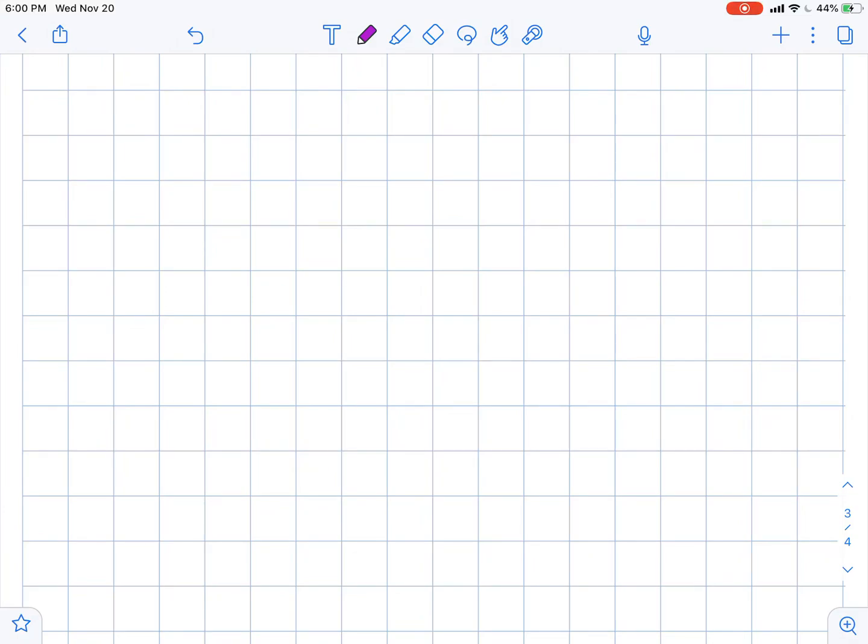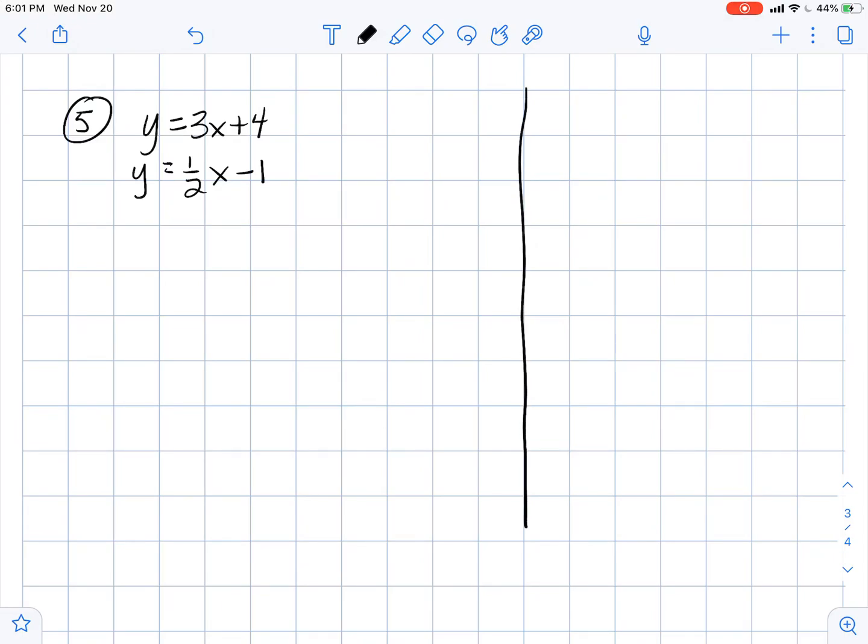Okay, so number 5. This one is just solved by graphing. It is not an inequality, but you're still going to need to graph. And you do have to be very careful. I would always do at least 3 points, and be sure you use a ruler to draw straight.